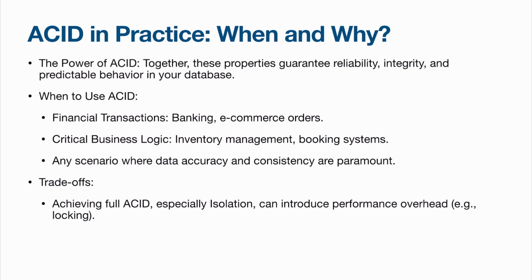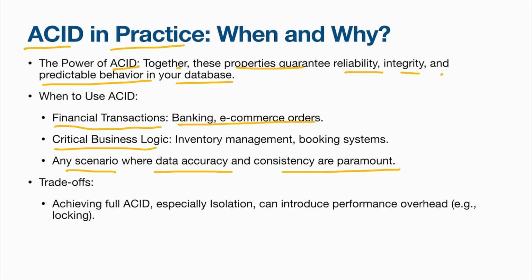So where is ACID applied in practice? Atomicity, consistency, isolation and durability together guarantee reliability, integrity and predictable behavior in your database. So when should we use it? For example, in financial transactions, banking, e-commerce orders, etc. And then critical business logic, where a lot of changes are interdependent and if one of them fails, everything has to be rolled back. In those cases, ACID is very important. And then any scenario where data accuracy and consistency are paramount.